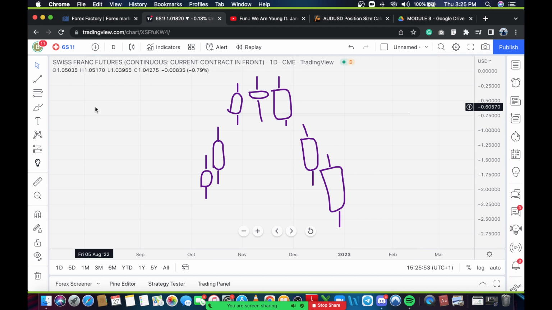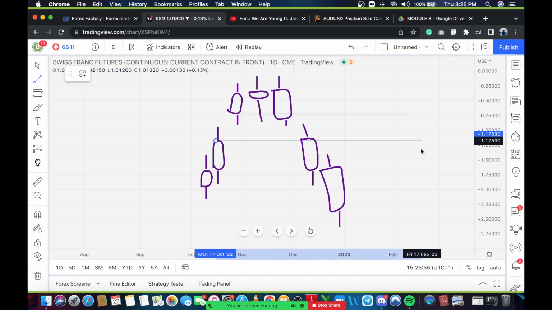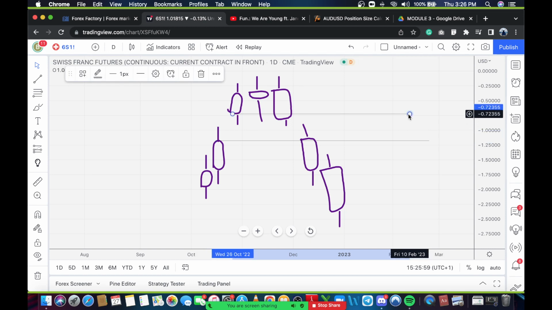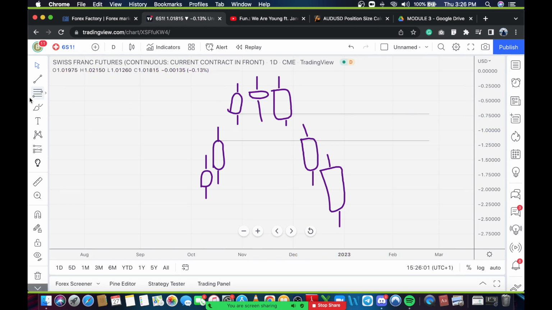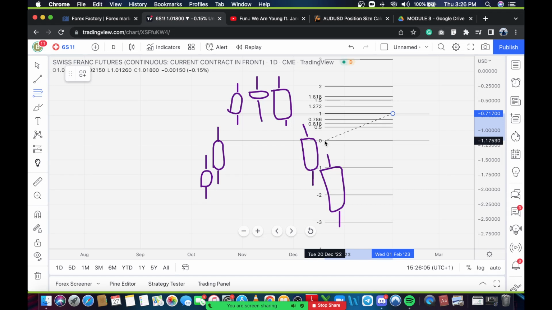Let's use this for example. Let's say this is a BPR, okay? All you're doing is looking at the consequent encroachment of that BPR, which is the 50%. So whenever I say consequent encroachment, I mean 50%, right? Usually the market will give an institutional reprice and immediately reprice.